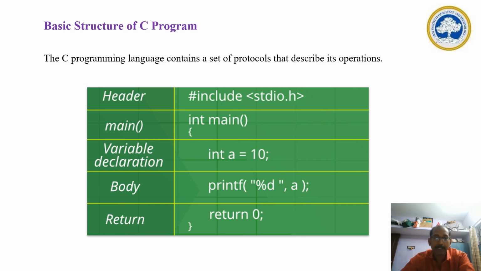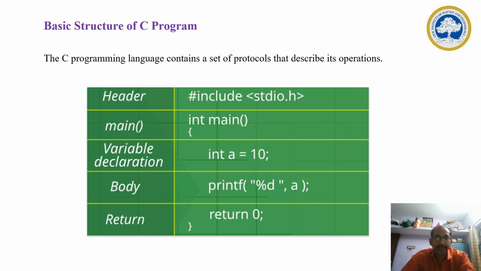The next part is variable declaration. You can declare a variable like this: int a = 10. The variable a is assigned the value 10. The data type is integer, and the body of the program is nothing but printf("%d", a).